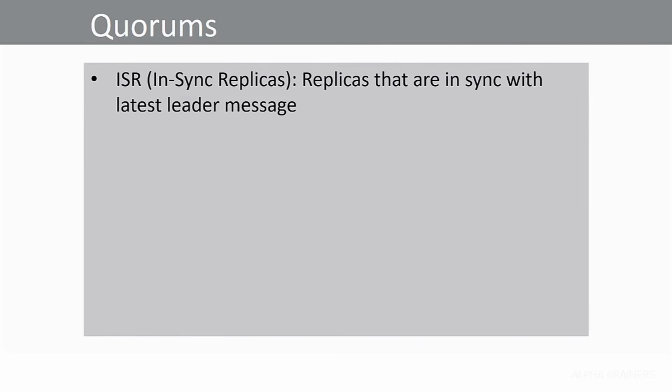The last concept that we want to know about as far as replication is concerned is this concept of a quorum. So there's a term called ISR, or in-sync replicas. These are all the replicas that are in sync with the last message from the leader. So if the last message from the leader was like message ID number 25, and we had two replicas, one of them was still on message 24 and one was on 25, that means we have an in-sync replica value of 2, the leader and the replica that's up in sync.